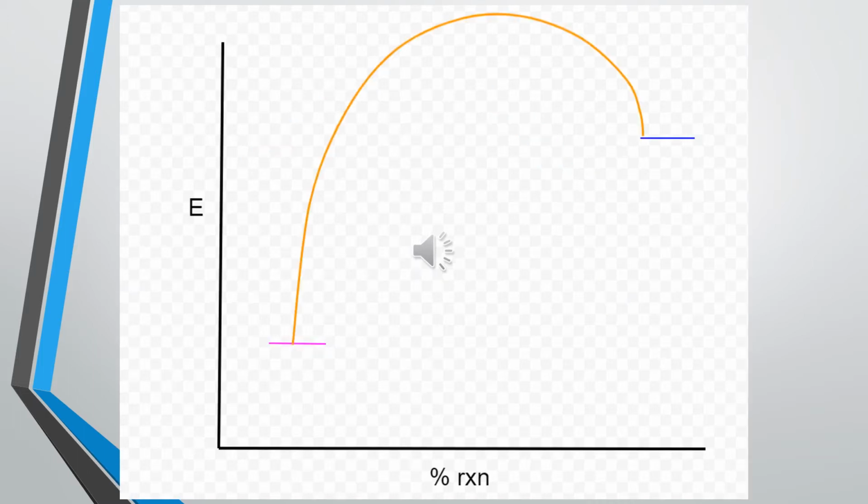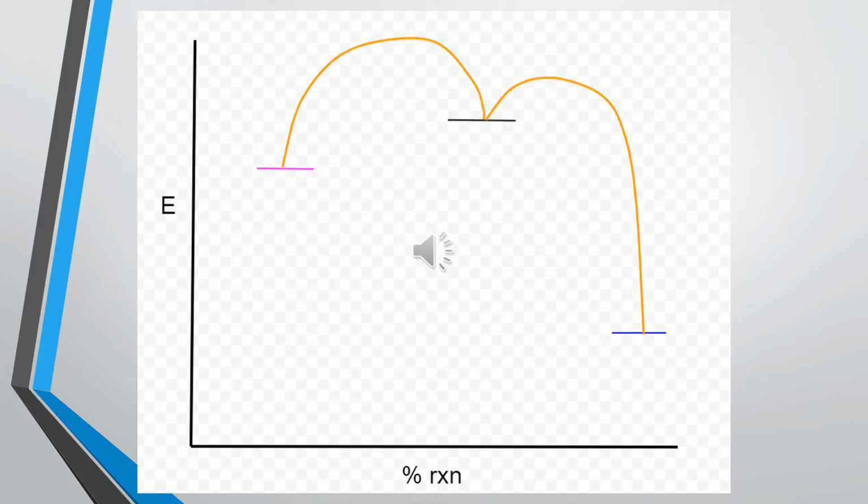Same questions here. What type of reaction is this? What type of a mechanism? How many steps? Favorable or unfavorable? Slow or fast? Any intermediates? How do you know? What's the big difference between a reaction that this diagram represents versus the first two that you saw? What's the big difference? Is this reaction favorable? How do you know?